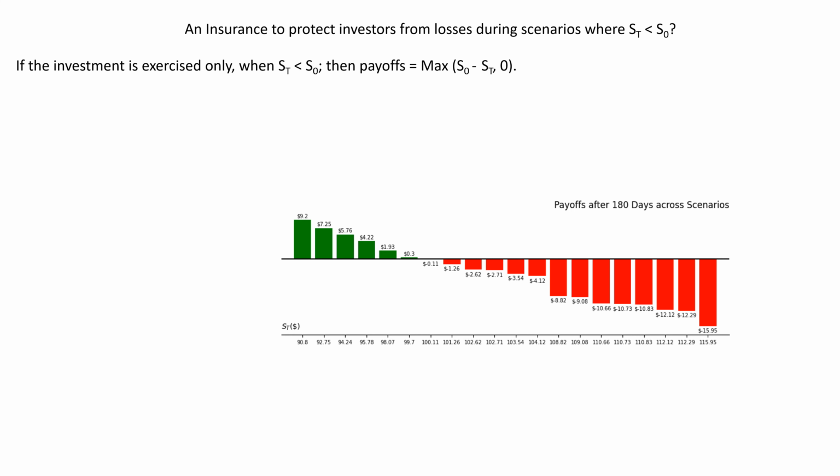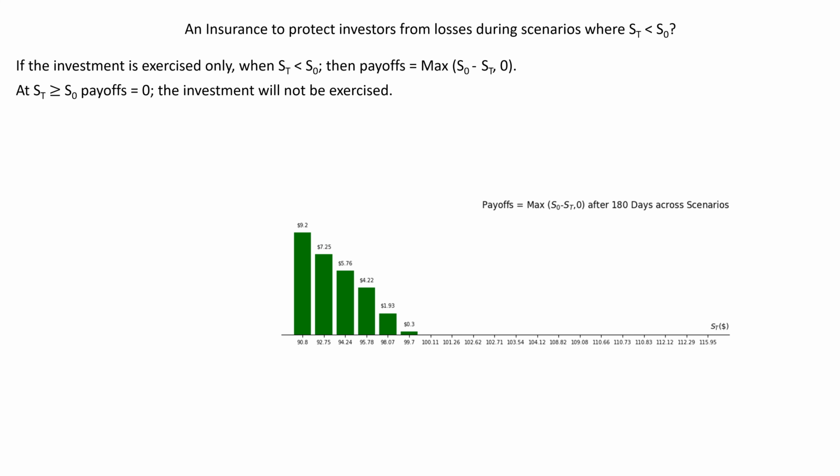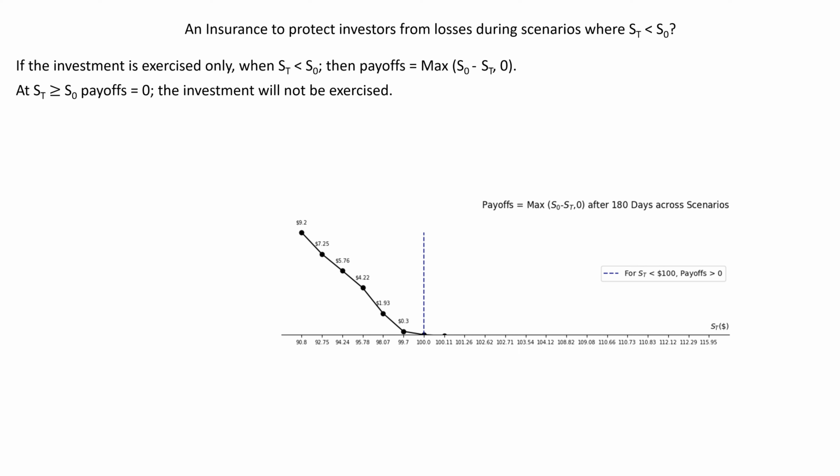Now, if the investment is exercised only when ST is less than S0, then the payoffs equal the max of S0 minus ST and 0. So that means at ST being greater than or equal to S0, the payoffs will be equal to 0 and the investment won't be exercised. This is because we're shorting the stock. So this is what our payoffs would look like in such a scenario. We add a trajectory to it and get rid of the bar plots just to show you the payoff trajectories for stock prices over the different scenarios.